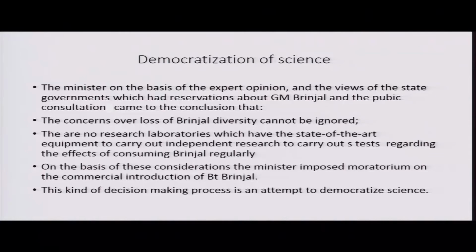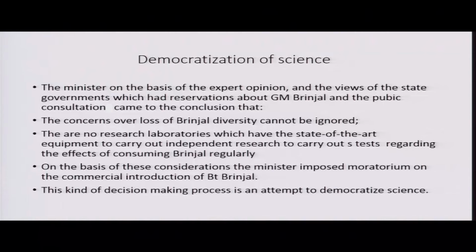The minister, on the basis of the expert opinion, the views of the state governments, and the results of the consultations with the public in 7 different locations, came to the conclusion that, A, the concerns over loss of brinjal diversity cannot be ignored, because biodiversity is the strength of the country. Right? If there is no diversity, we are vulnerable. Right? So that's why diversity must be protected.